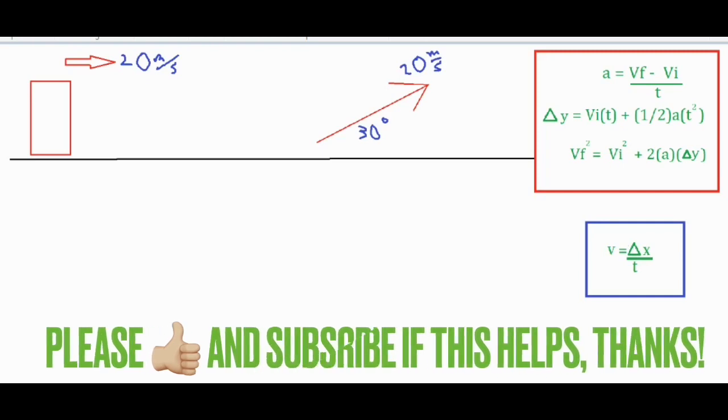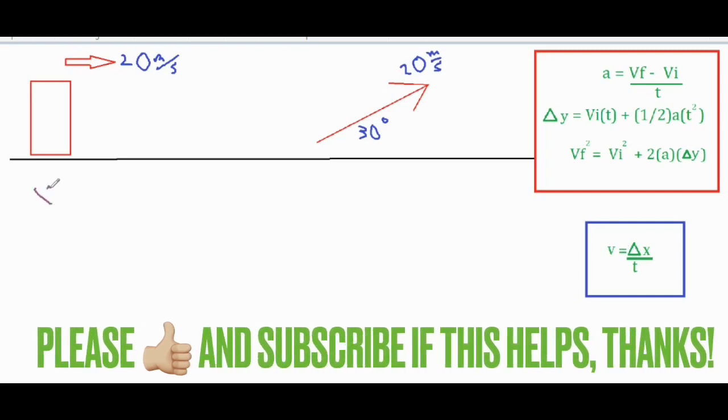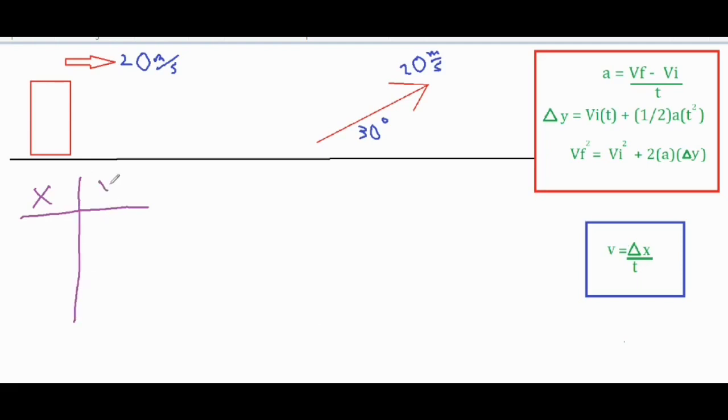So the first thing you want to do, no matter what kind of problem it is, because projectiles are two-dimensional, which means they go horizontally and vertically, is set up an X and Y column: an X column for everything that's horizontal, and a Y column for everything that's vertical. The reason why you do that is because the horizontal motion has no net force. It's just inertia taking it to the right. So you're only going to use this formula in the blue box for the X side.